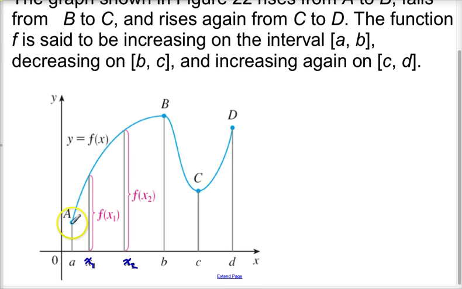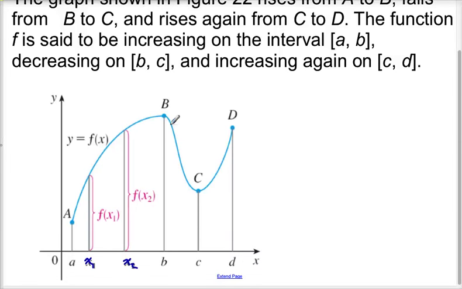And so we can say that if we use our endpoints a and b, if I evaluate f of a and I evaluate f of b, then f of b definitely has to be bigger than f of a, and that would mean that the function is increasing. Similarly, from b to c, f of b is bigger than f of c, and so I can see that the graph itself is decreasing.